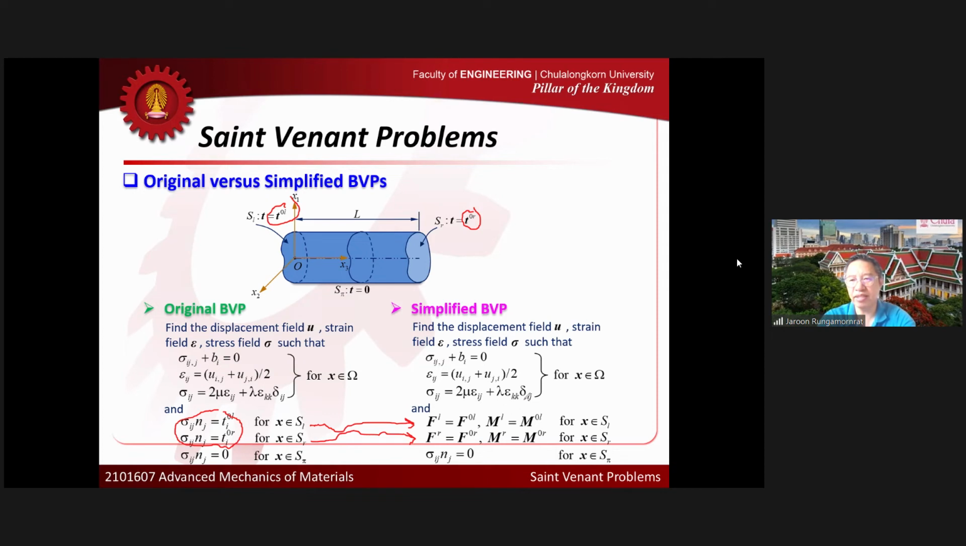Okay, so those are the conditions that we use in the simplified boundary value problems. We expect that solving the problem using this simplified condition at the left and right end should be simpler, easier to get the solution. The reason is that even though the traction is very complicated, you just compute the net forces and moments, and simply enforce that condition instead of the complex traction distribution.